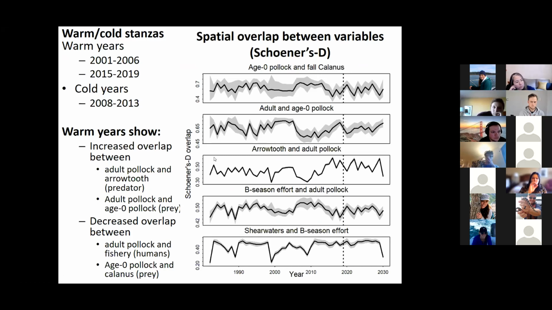Essentially the story of this paper, skipping forward, is that in warm years a lot of what we care about in the Bering Sea all gets focused into a similar spatial area. So during recent or historical warm years, adult pollock overlap with age-zero pollock, which they cannibalize. Adult pollock are more overlapping with arrowtooth in warm years, which are their competitors. And there's a lower effort on average between B season fall fishing effort and pollock in warm years.